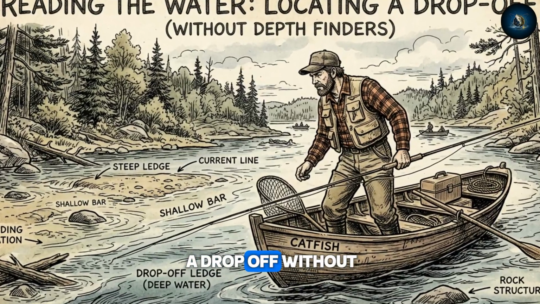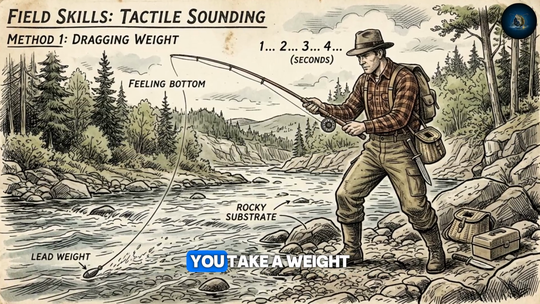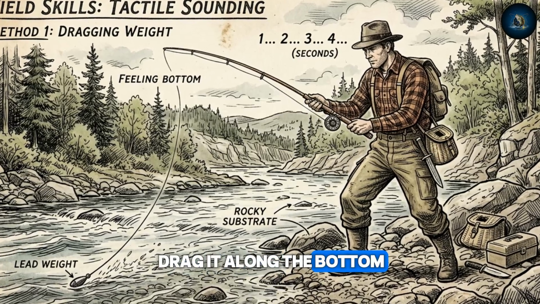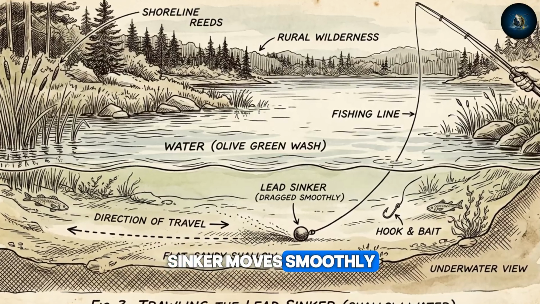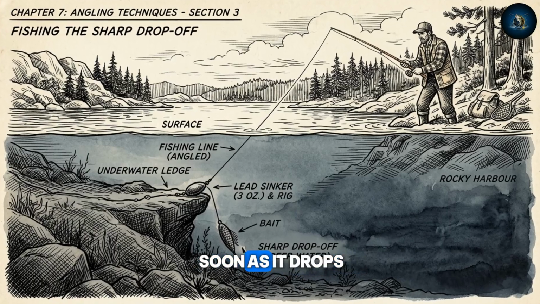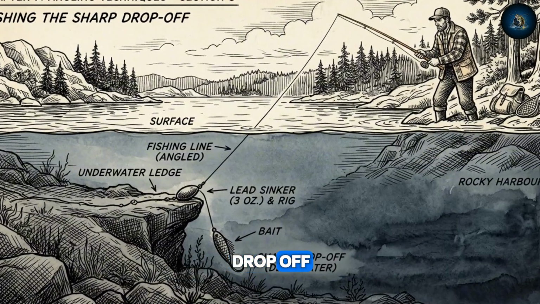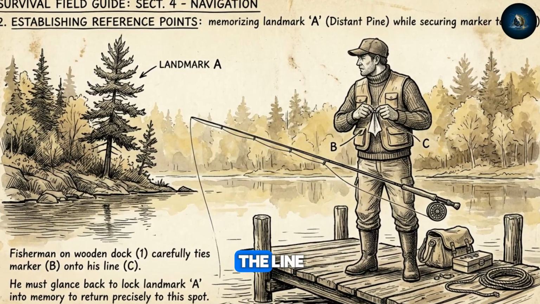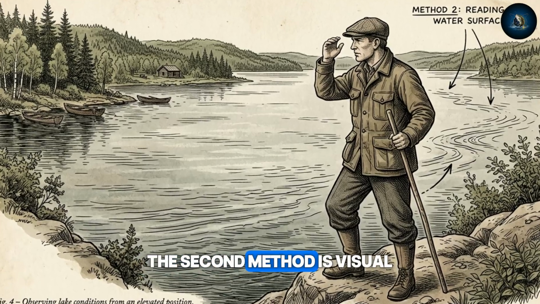How do you find a drop-off without a fish finder? The first method is tactile. You take a weight, cast it, and slowly drag it along the bottom, counting the seconds. As long as the sinker moves smoothly, it's the shallows. As soon as it drops and the line starts going down more sharply, there it is, the drop-off. You need to remember the direction and distance, put a marker on the line, or memorize a landmark on the shore.